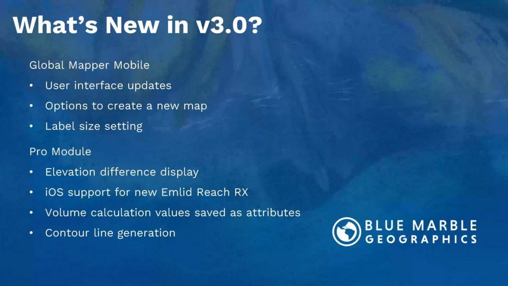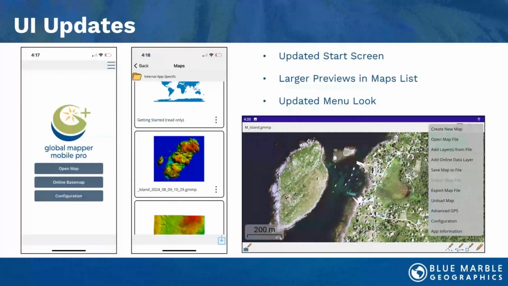So let's start off by talking about a couple of those user interface updates. First off, we've redone the start screen. We've reduced the number of available options here. You might notice that the button styling is slightly different. You can open an existing map as well as connect to an online source. I'll talk a little bit about what that entails in terms of the free version versus the pro version in a minute, as well as directly access the configuration for the application.